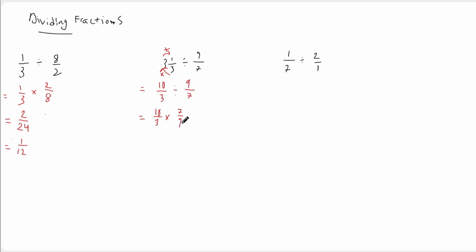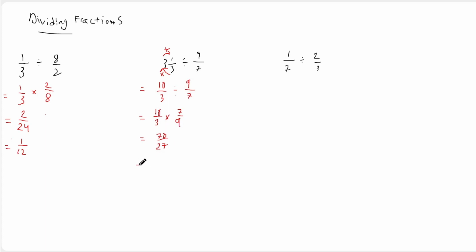Oops, that doesn't look too great here. 7 over 9. Now we multiply everything here. 10 times 7 is 70, and 3 times 9 is 27. Right? Now we have to see if we can simplify this further. We can pull out our calculator here and check for factors. We can see that we practically can't simplify this further, but we could turn this into a mixed number.